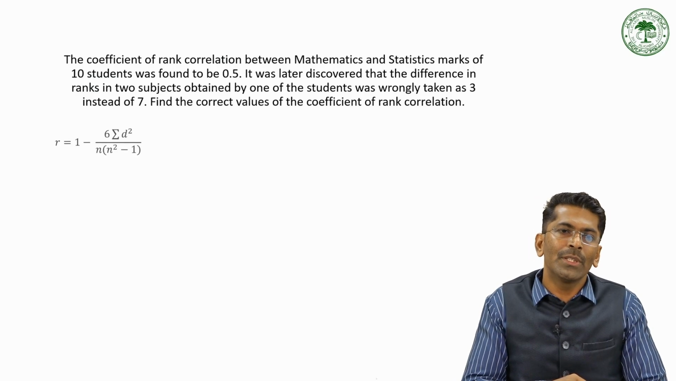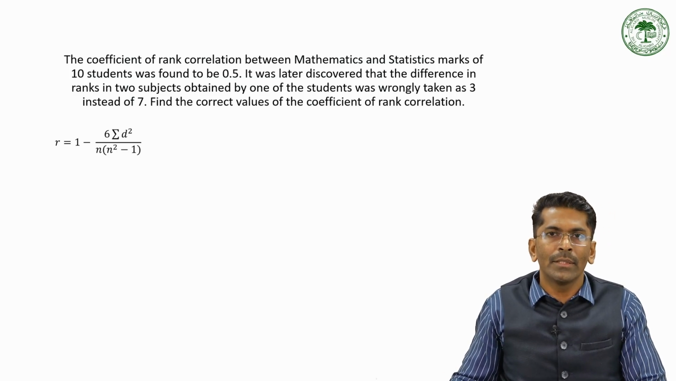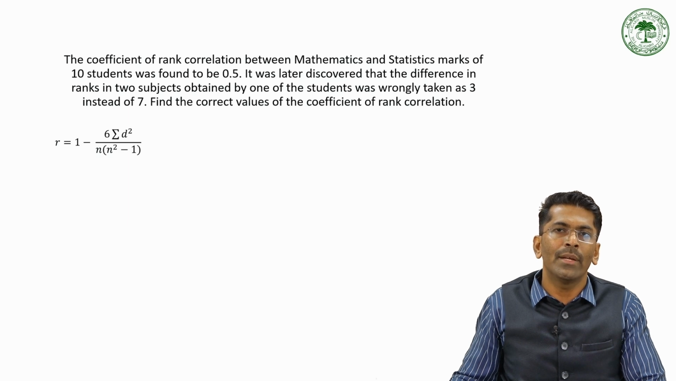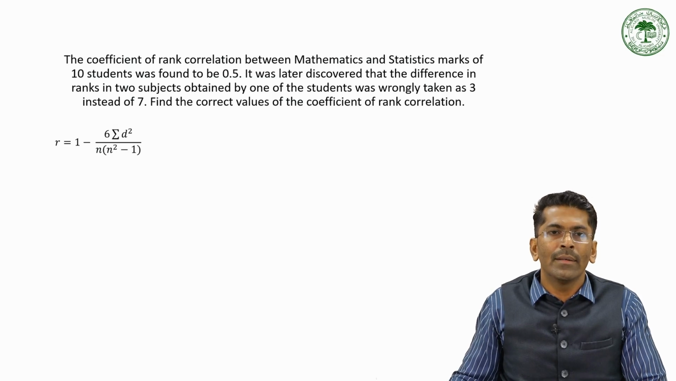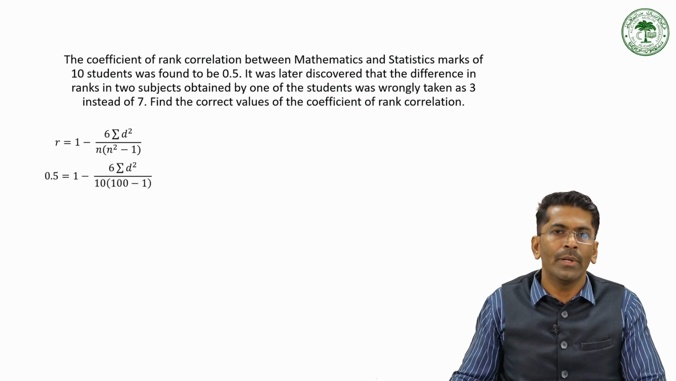So what is the information which is given? Since this is the formula for calculating the Spearman rank correlation, it is 1 minus 6 into sum of d square divided by n into n square minus 1. See, what is the information given here? R is already calculated, which is equal to 0.5. The calculated value of correlation is equal to 0.5, which I am denoting in terms of 0.5 instead of using R.